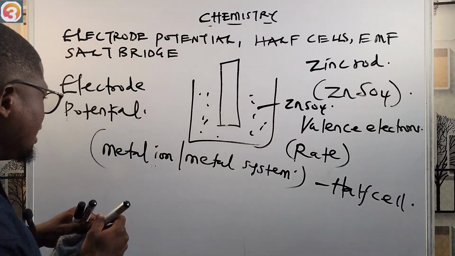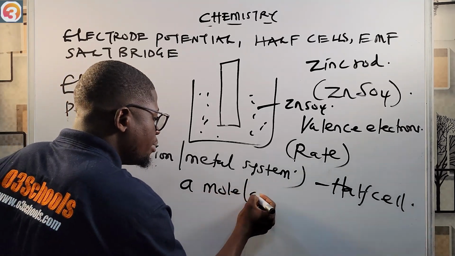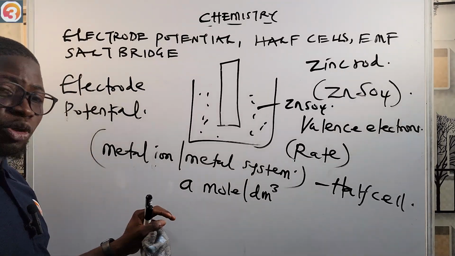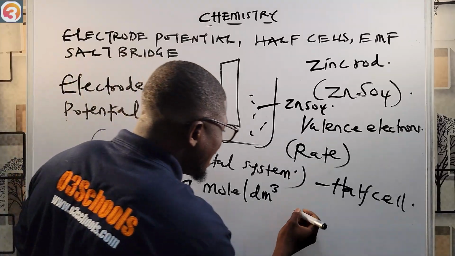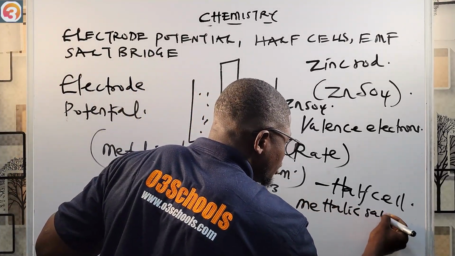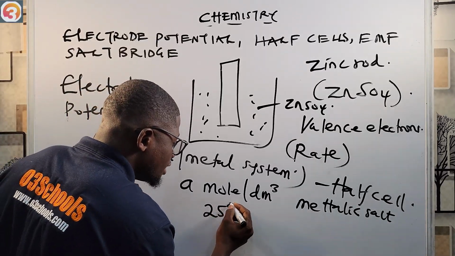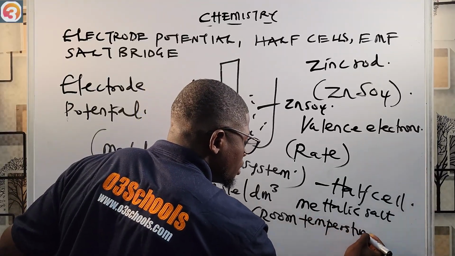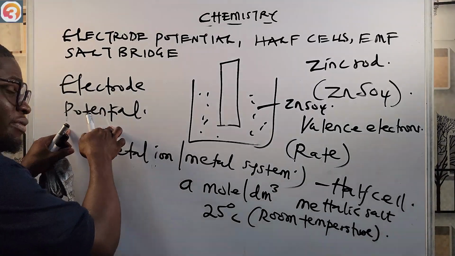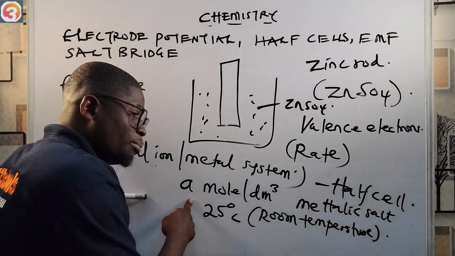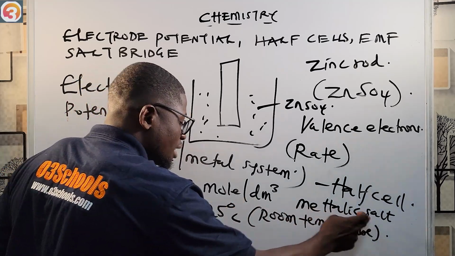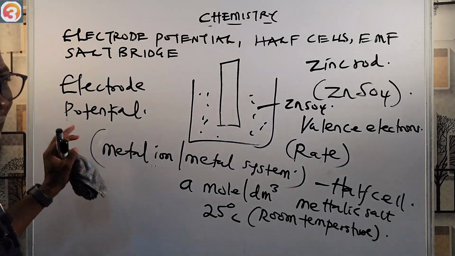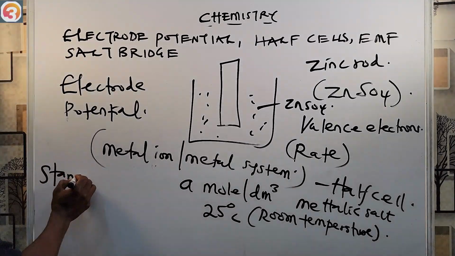Now, if this potential difference is measured using 1 mole per dm cube solution of the metallic salt at 25 degrees Celsius, which is room temperature, then we no longer call it electrode potential again. We call it standard electrode potential.